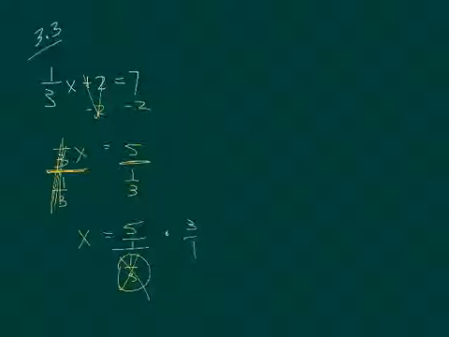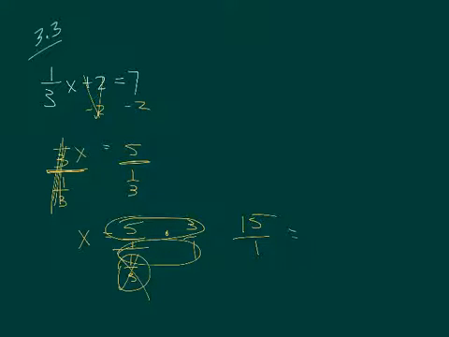So when you divide, remember, the bottom number you flip upside down and multiply. Alright, so that means we multiply 5 times 3 is 15. 1 times 1 is 1, or x equals 15.